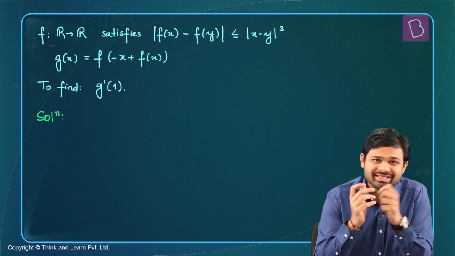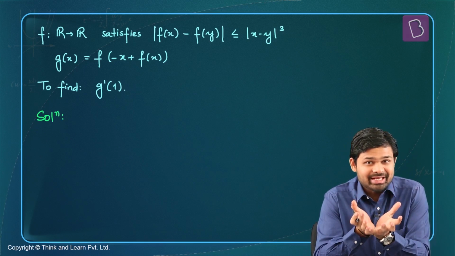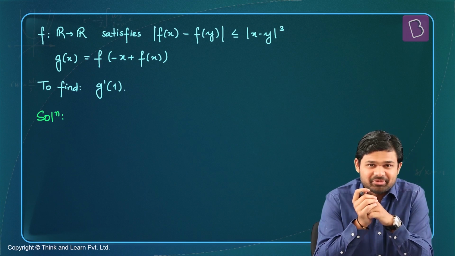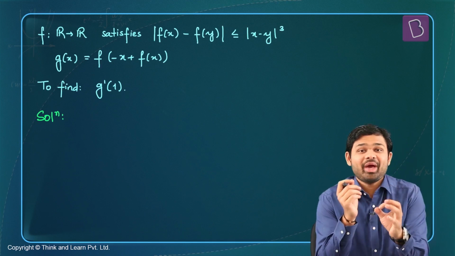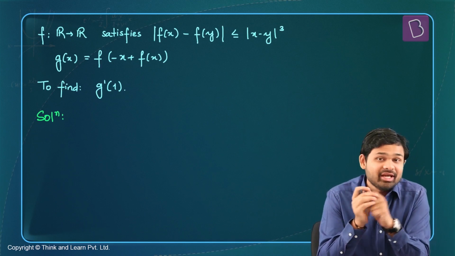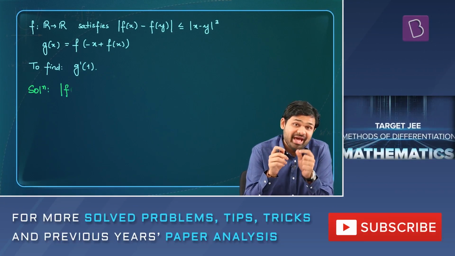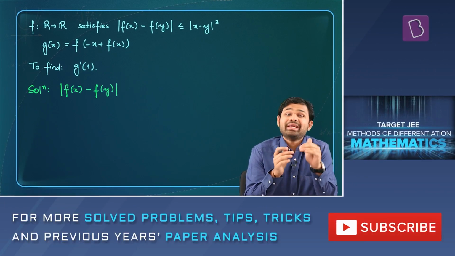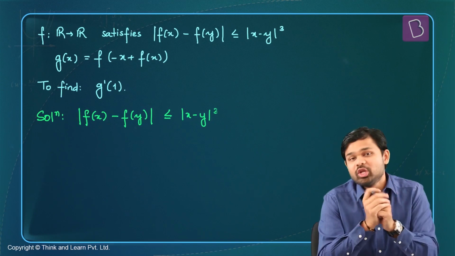So where is derivatives in this question? We've been given a function. Its definition has not been given, but a condition that it satisfies has been given. So how do you arrive at derivatives? And that is where your understanding of the concept of differentiability is going to come into picture, because the condition that is given is f of x minus f of y all inside mod is less than or equal to x minus y inside mod the whole cube.